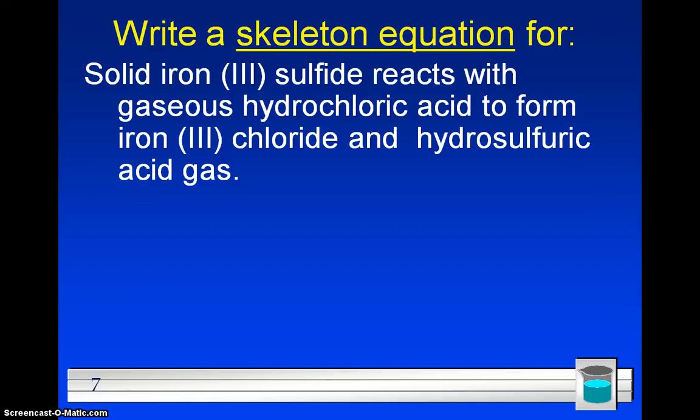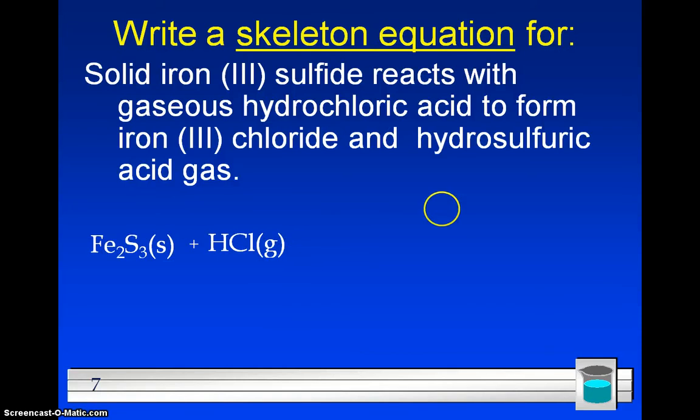It says, solid iron 3 sulfide. So we know how to write the formula for this, and we are told that it's solid. So if I wanted to represent this as a reactant, I would put here, we have to crisscross down and write our chemical formula, and then in parentheses I put S to indicate solid. Reacts with, so that would be a plus sign, gaseous hydrochloric acid. So hydrochloric acid would be HCl, and then I'd put in parentheses G.